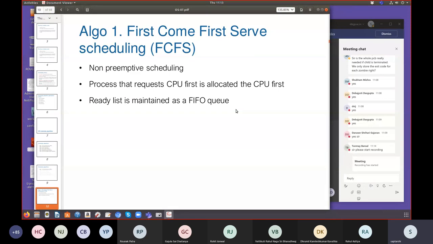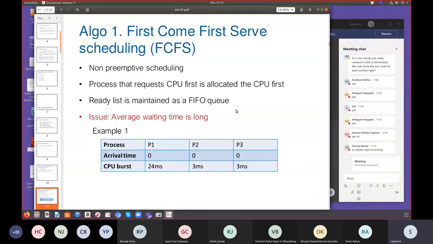So let us see this example. One thing which you will understand is that there is a problem with this very simple scheme, that the average waiting time is long. But let's demonstrate that through this example. In this example, there are three processes. In a process, we will consider two aspects. One is the arrival time, the time at which the process arrives or is submitted for the first time. And this is the CPU burst length.